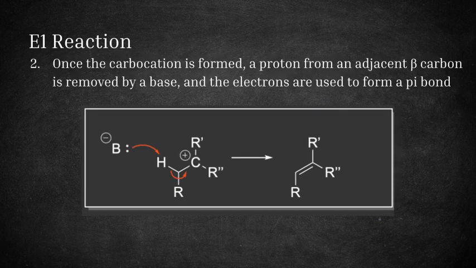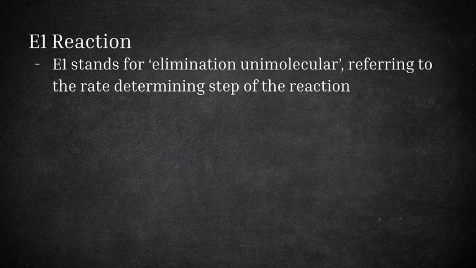Once the carbocation is formed, a proton from an adjacent beta carbon is removed by a base, and the electrons from this proton are used to form a pi bond with the carbocation, resulting in the formation of an alkene. The name E1 stands for elimination unimolecular, referring to the rate-determining step of the reaction.